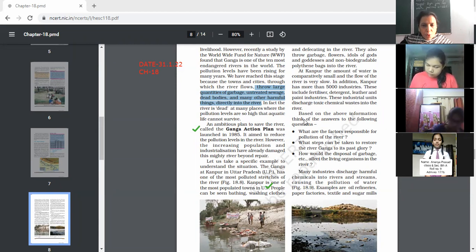Okay. So on the basis of what we have read, here are a few questions. I hope you are able to give the answers. What are the factors responsible for the pollution of the river? What steps can be taken to restore the river Ganga to its past glory? What steps has the government taken? How would the disposal of garbage, etc., affect living organisms in the river? So three questions are there. First, you have to tell what the factors responsible for pollution are, all the points we just read on how and why the Ganga river is getting polluted. Can you give me the answer to the second question? What steps have been taken by the government?